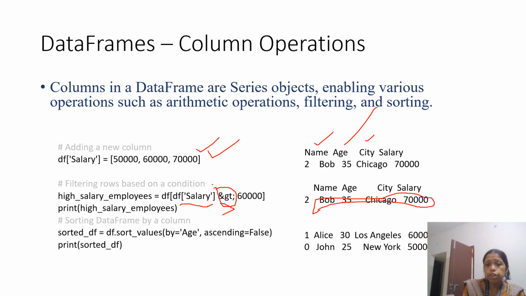Now if you want to sort the values based on the salary values. There are multiple columns in a data frame, but you can sort based on salary, and also you can sort based on age. If you write ascending equal to False, it means it will be sorted in descending order.